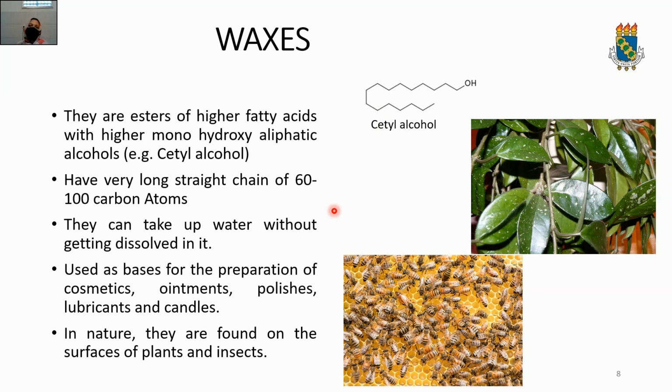Mostly they are present on the surfaces of plants and insects. Like here you can see the plant is shining. Why? Because the plant leaves have a layer of waxes upon their surface, and the main purpose of this wax on the surface of the leaf is to protect it from dehydration, because it prevents excessive loss of water from the surface of the leaf. And also here in the beehives, waxes are present in an abundant amount.